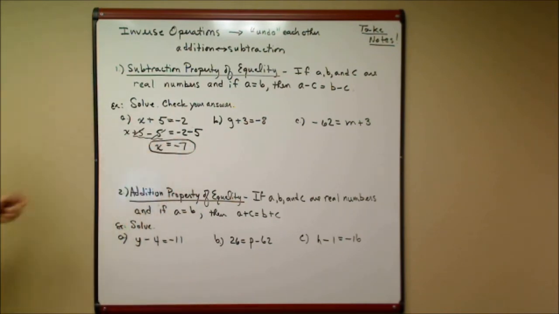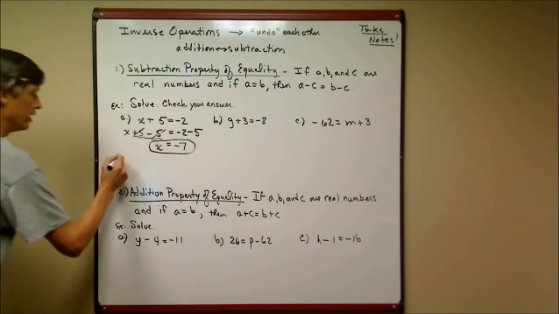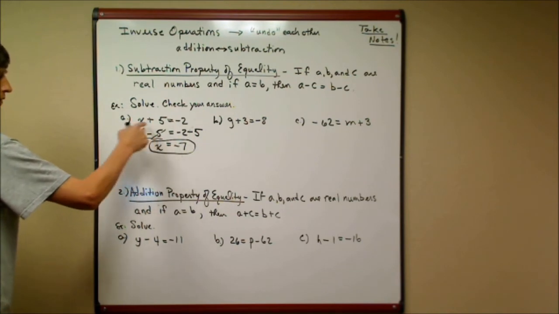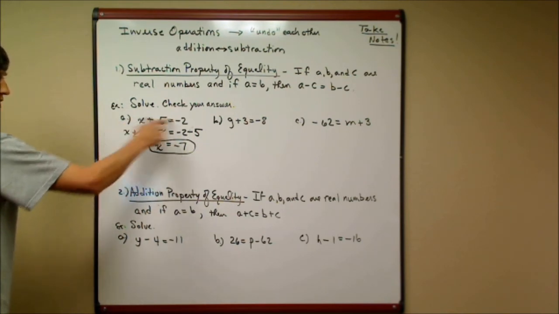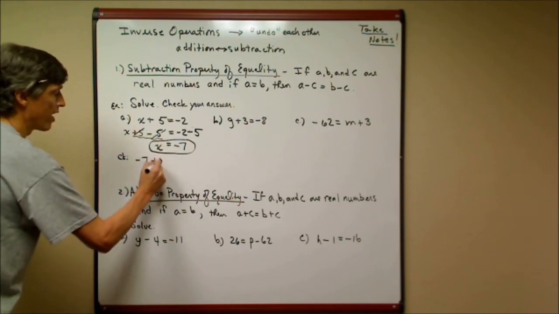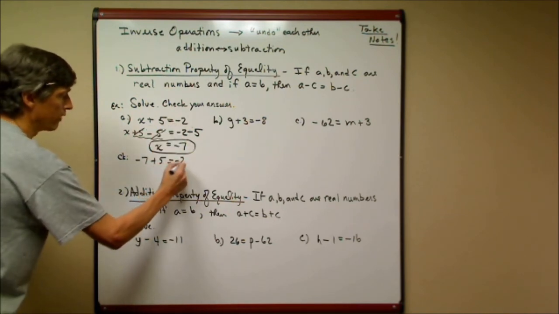negative 7. Now, the definition of a solution was that if you substitute it in for the variable, it makes it true. So that's how you check your answer. You use the definition. I'm going to write a little CK here for check. And I'm going to take the negative 7 and substitute it in for the x in this original problem right here. So that's negative 7 plus 5 equals negative 2.